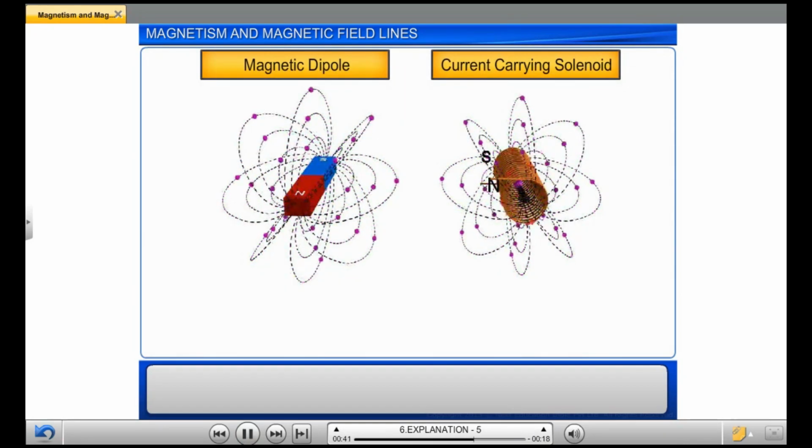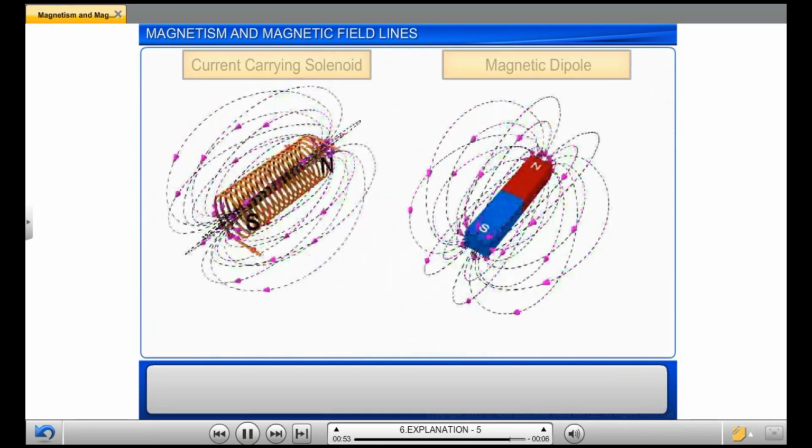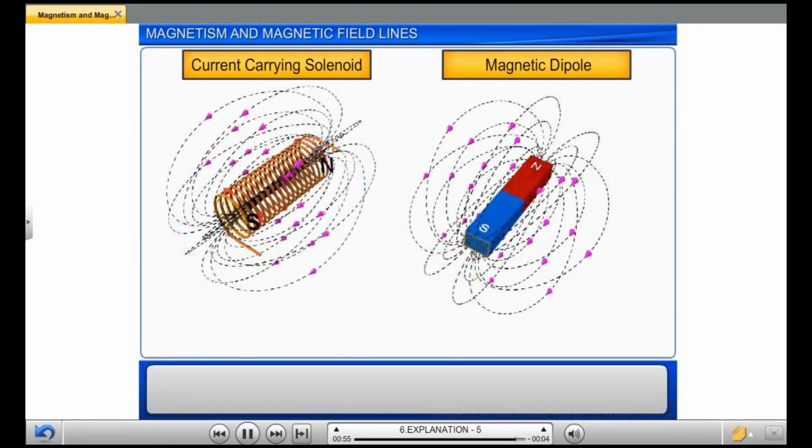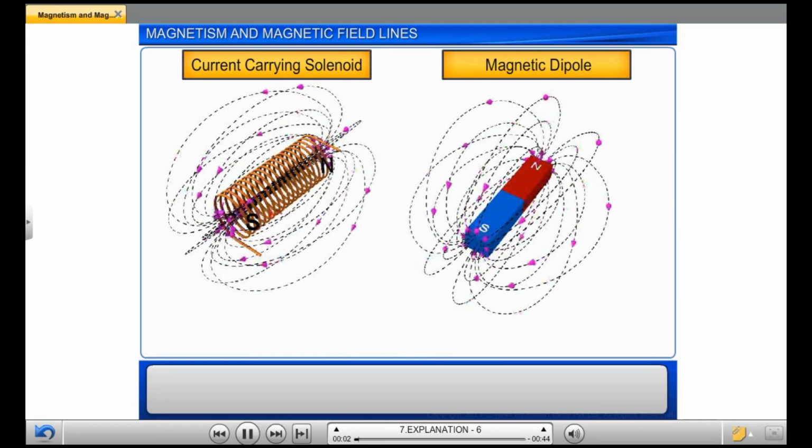The field lines leave one face of the solenoid into its exterior, and hence, this face of the solenoid is like the north pole of the bar magnet. The field lines enter the solenoid at the other face, and hence, this face is like the south pole of the bar magnet. Thus, the magnetic field lines of a solenoid are continuous closed loops similar to the field lines in the case of a bar magnet.